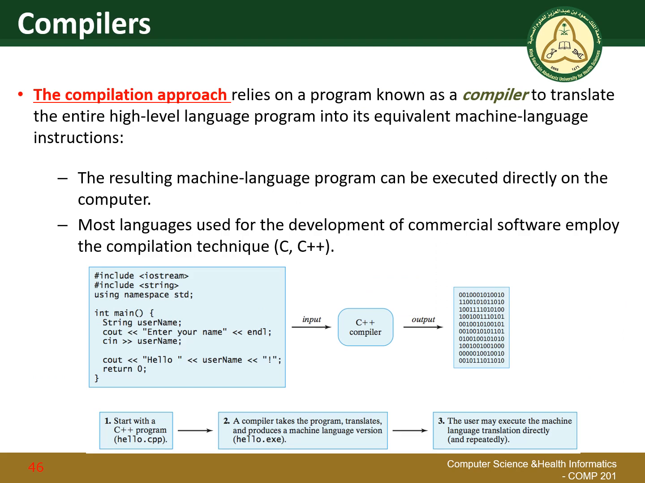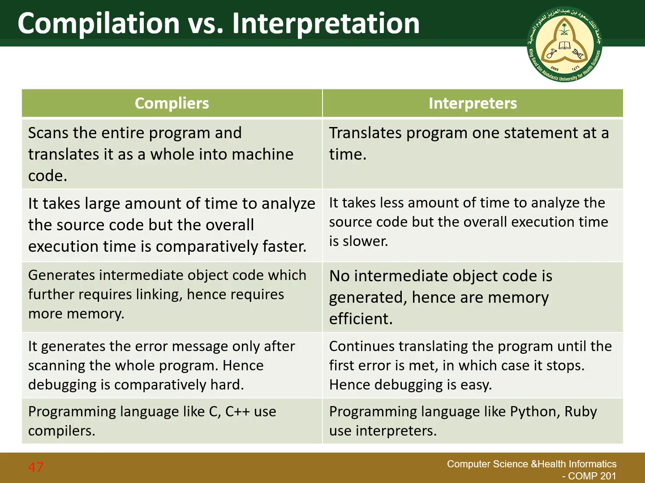For the compilation approach, the translation tools are known as compilers. A compiler can translate the entire high-level program code into an equivalent machine language executable file that can be executed directly on the computer. Languages that use compilers, like C, C++, and C#, are common in commercial software. This table describes the differences between the two translation approaches, the compiler and the interpreter.